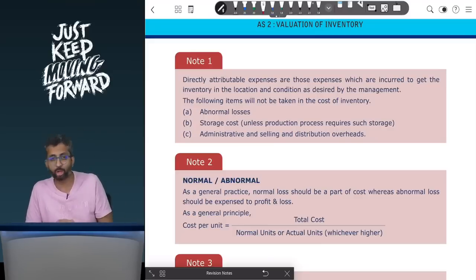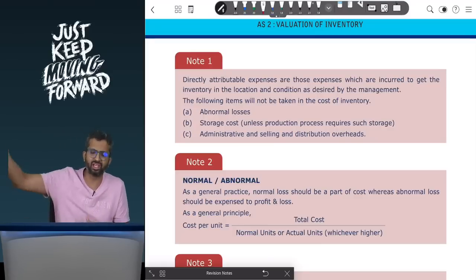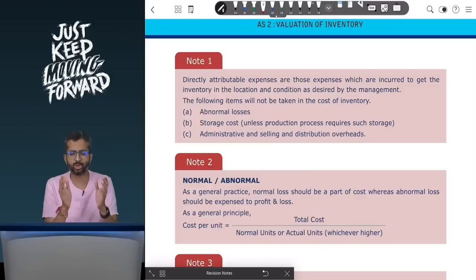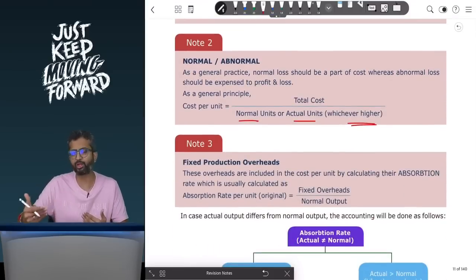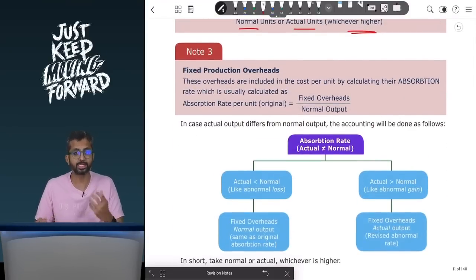However, in case there is an abnormal gain, you cannot recognize gain before the sale happening, and hence the standard says that you will record it at the total cost divided by the normal units or actual units, whichever is higher.